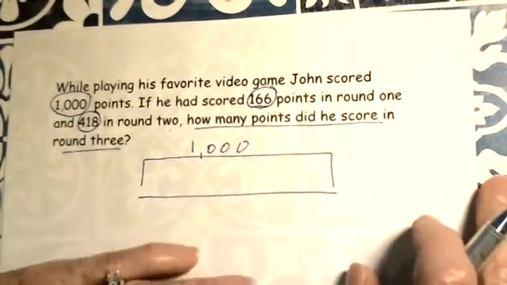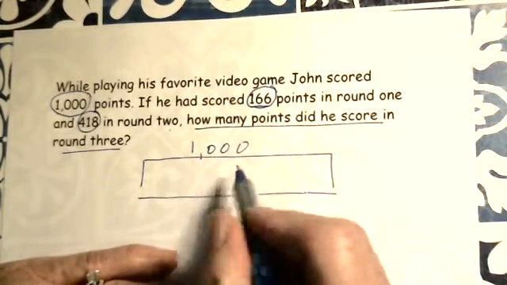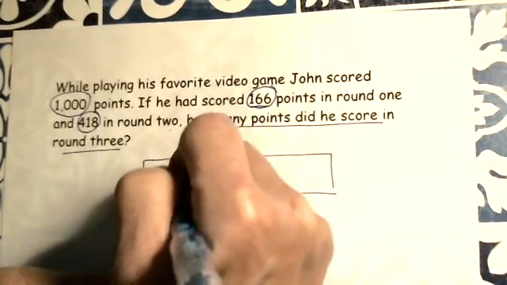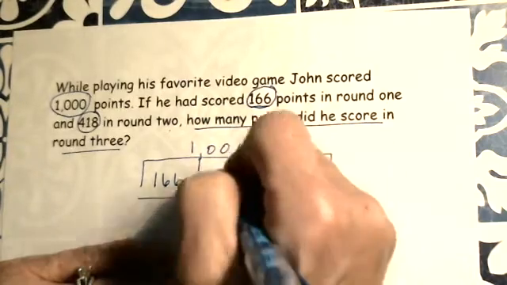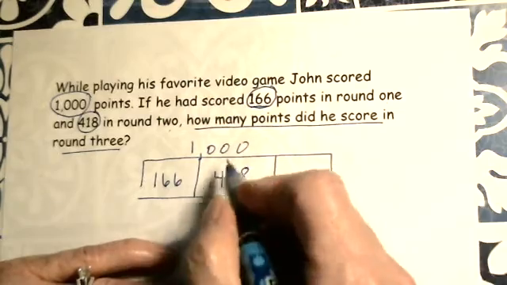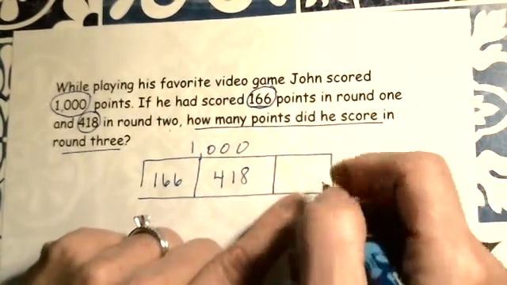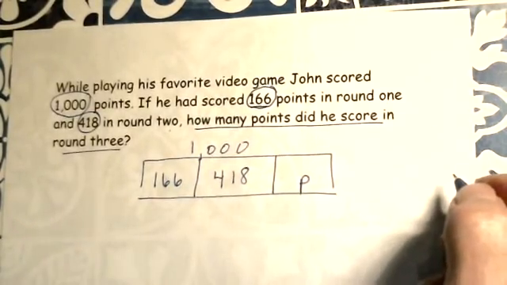So they're telling you that he played a video game and he scored 1,000 points. And then they're telling you there are 3 different rounds they're talking about here. They said in round 1, he scored 166 points. In round 2, 418 points. But the part that you have to figure out is how many points he scored in round 3. They're not telling you round 3. They want you to find that out.